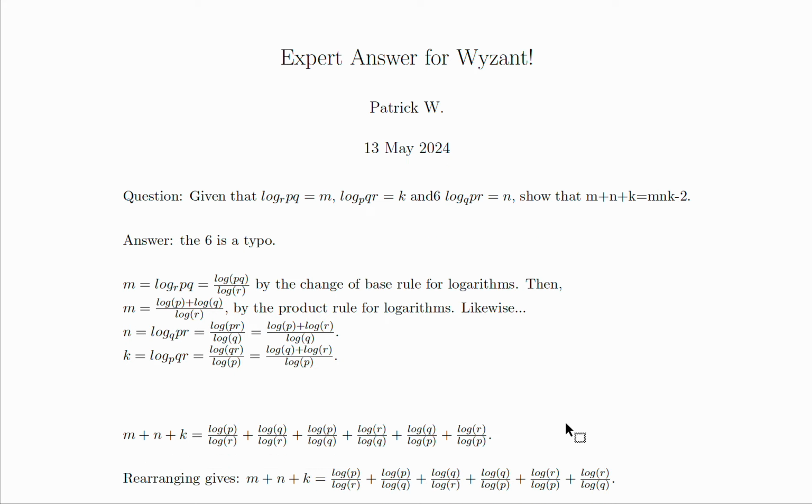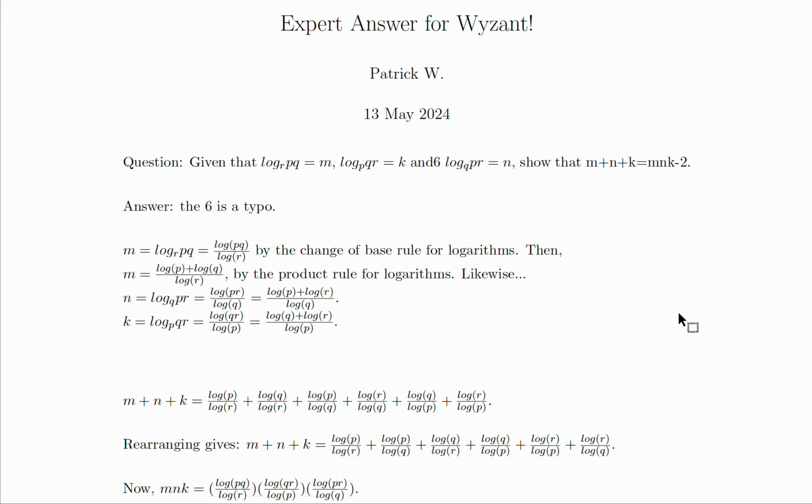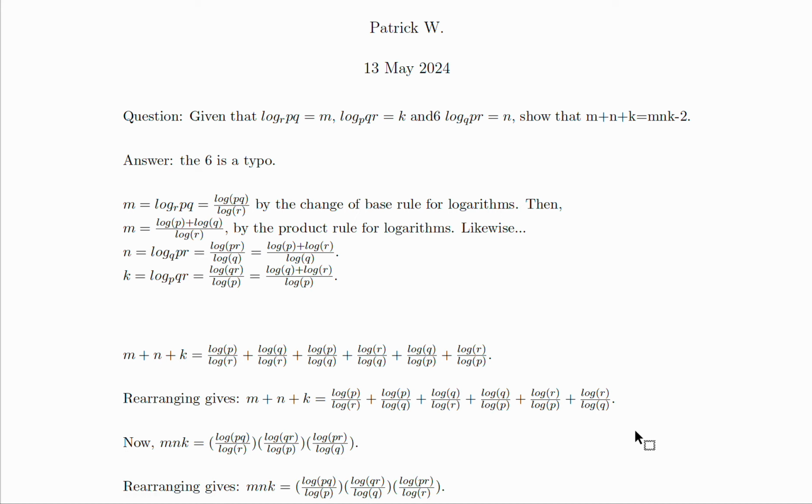And we can rearrange these terms if we like. We don't have to. I grouped the log of p terms first on the numerator, then the log of q terms, then the log of r terms. And so that takes care of this part of the equation. And so now let's look at the other part, the m times n times k. So if we substitute in our expressions from up here into m times n times k, this is what we get. And we can rearrange these because we can multiply in any order we like.